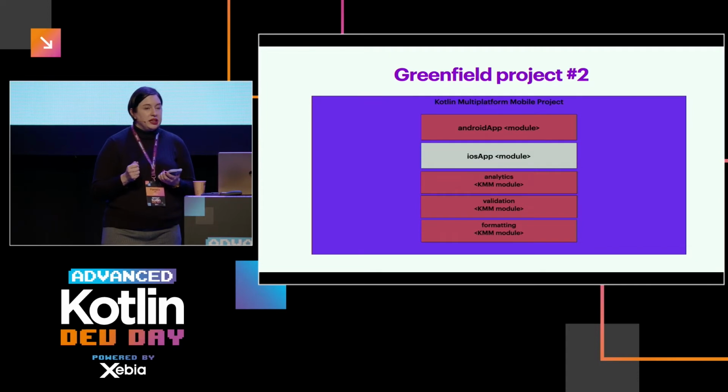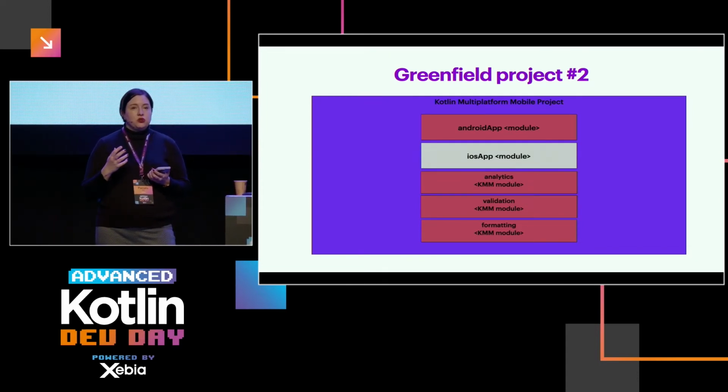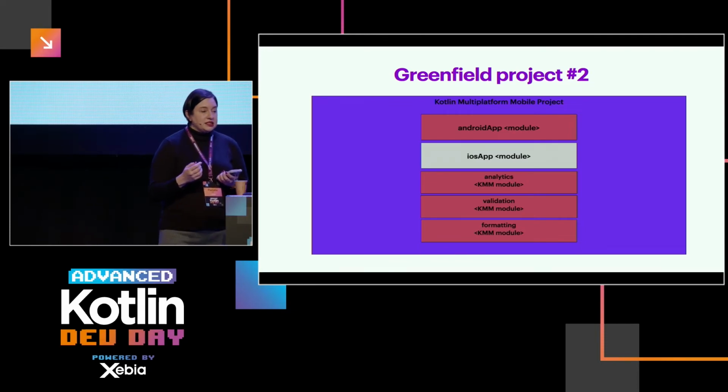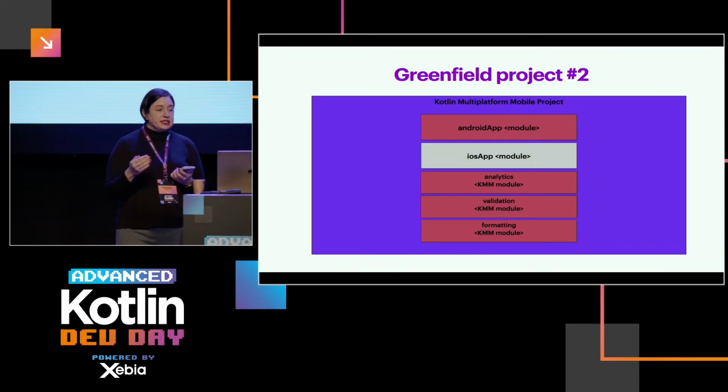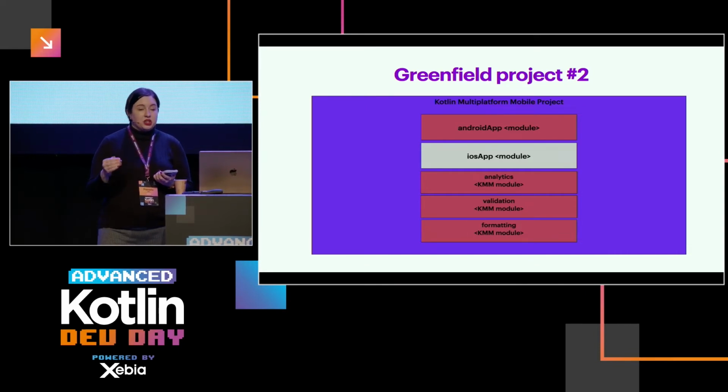But perhaps you have an idea for your Greenfields project, your new project, and you have a few feature modules that you'd like to start with in the beginning. What you can do is create some feature modules, like here I have analytics, validation, and formatting, which are ideal use cases for a technology like multi-platform mobile. In this case, you would make the iOS app a Gradle module that transitively depends on and possibly exports those feature modules, those bottom 3 rows.